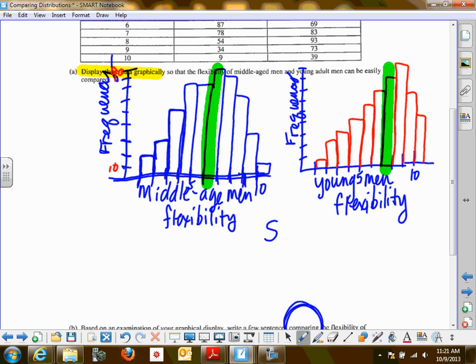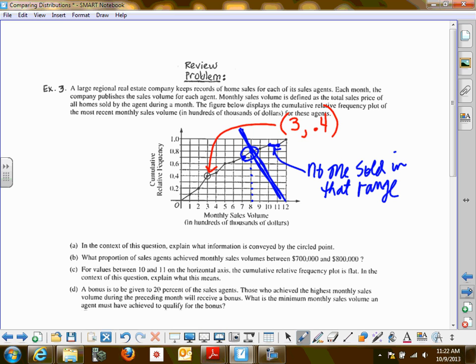So what do you have to say about those 2 centers? The young men's center is probably a point or 2 higher than the middle-aged men's center. What about the spread? They're about the same, because they're all 1 to 10. So there you go. Very good. Next.